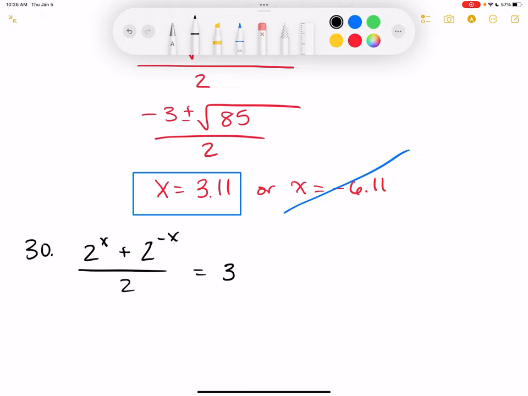Any thoughts on what I should maybe do first? The first step is easy. Multiply by 2. There we go. All right, 2 to the x plus 2 to the negative x is equal to 6.